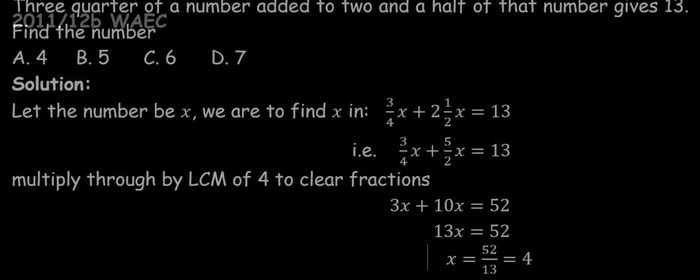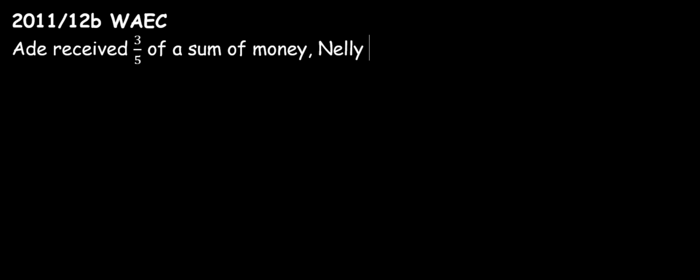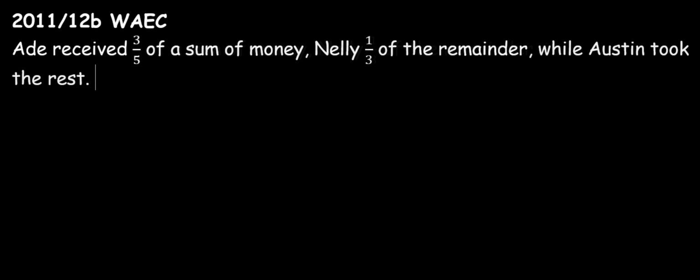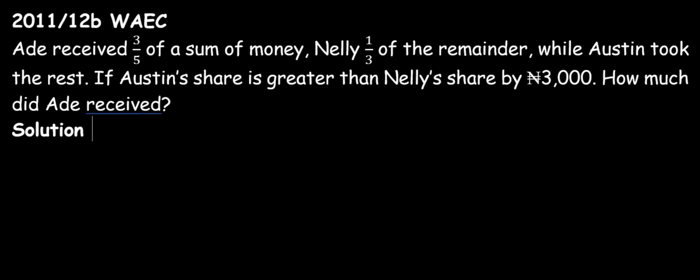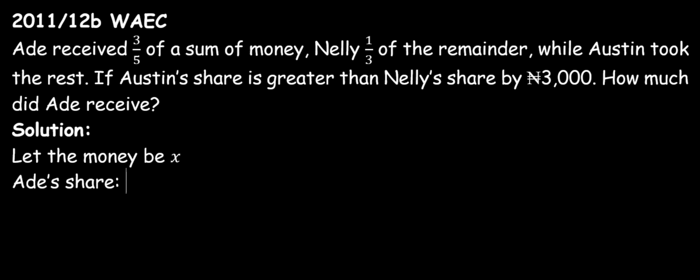Another example. Ade received 3 over 5 of a sum of money. Nelly 1 over 3 of the remainder, while Austin took the rest. If Austin's share is greater than Nelly's share by 3,000, how much did Ade receive? Solution. Let the sum of money be x. Let the money be x. Ade's share is 3 over 5 of x.